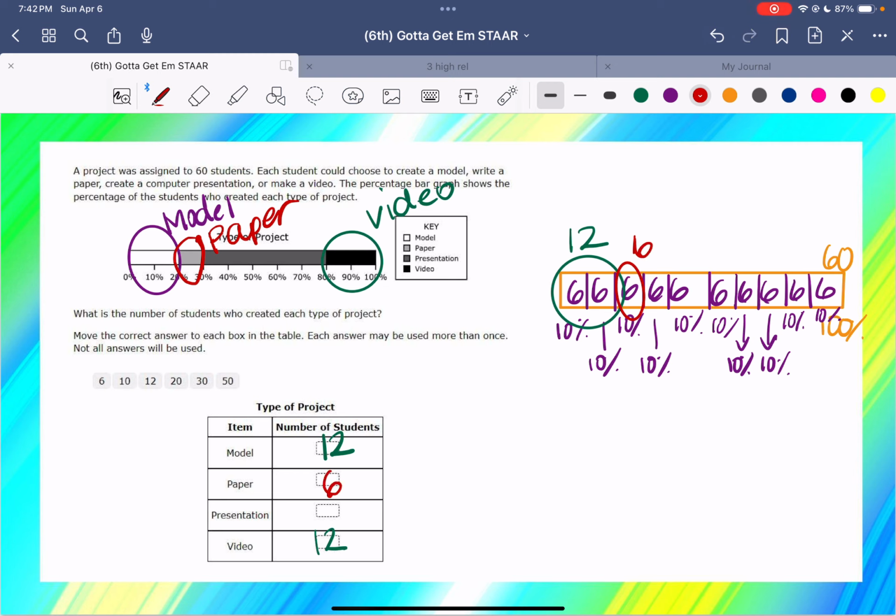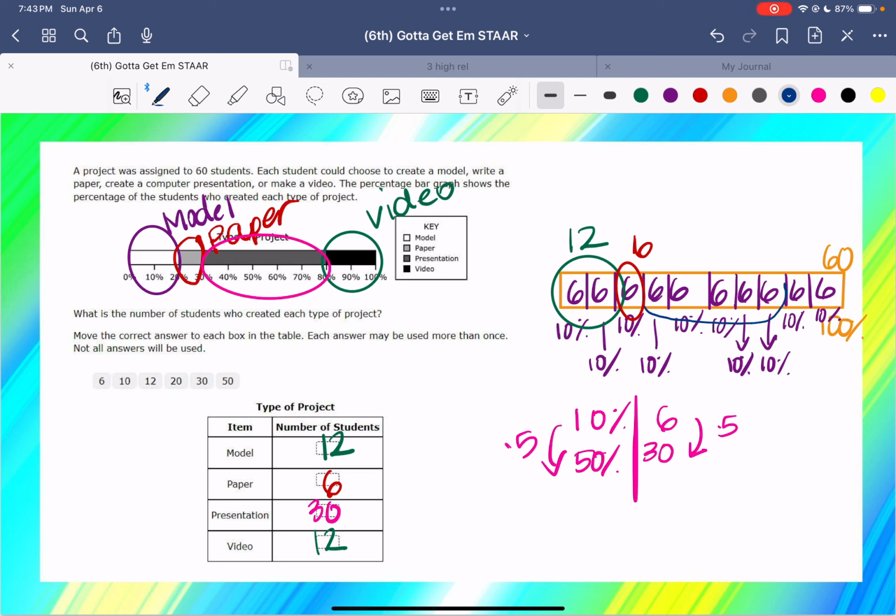The last piece is the presentation, and if you look at the presentation, there's 1, 2, 3, 4, 5. So you can add up the 6 five times, or you can look at it as a ratio table. So 10% is 6. I want to get to 50%, so I scale it by 5, meaning I will scale 6 by 5 to get 30. If you don't believe me, all you would have to do is add up 5 groups of 6, and you'll realize that that is 30. If I did it right, you should be able to add all of this up, and it equals 60.